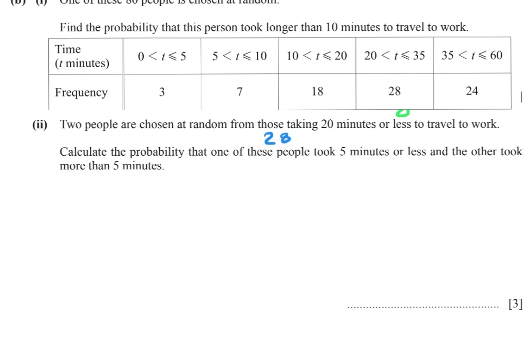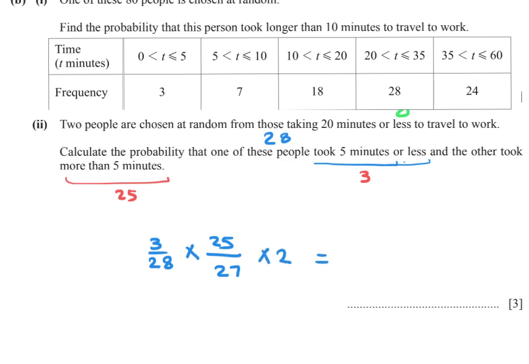If the first took 5 minutes or less, we have 3 to choose from. And the other took more than 5 minutes and less than 20, so between 5 and 20. So 7 plus 18, so we have 25 people to choose from. To choose the first one, we have 3 ways out of 28, so 3 over 28. And to choose the second one, you have 25 people to choose from, over 27, because the total now is 27. And because the order matters, we can choose this one first or that one first, so multiply by 2.